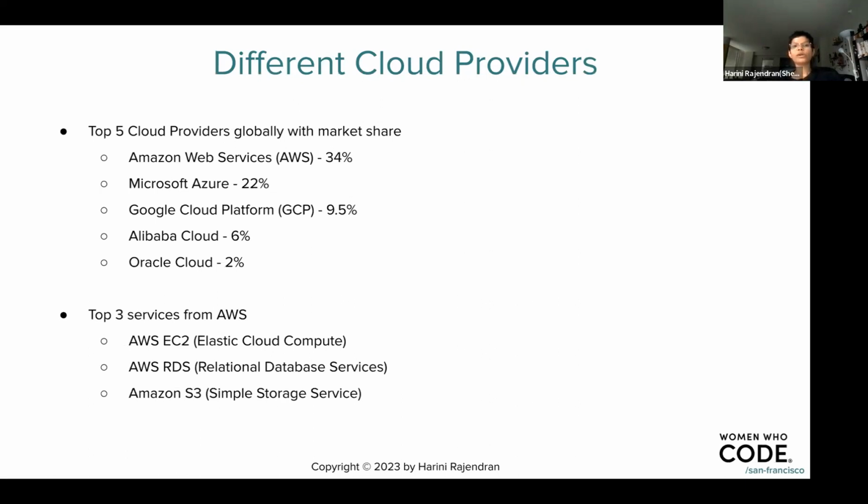Just some statistics here. As of today, these are the top 5 cloud providers. I think it's not surprising that AWS takes a lion's share with 34% of the market share. And apparently Microsoft Azure used to be only around 10% back in 2015, and they're quickly catching up, up to 22% of market share as of today, followed by GCP.